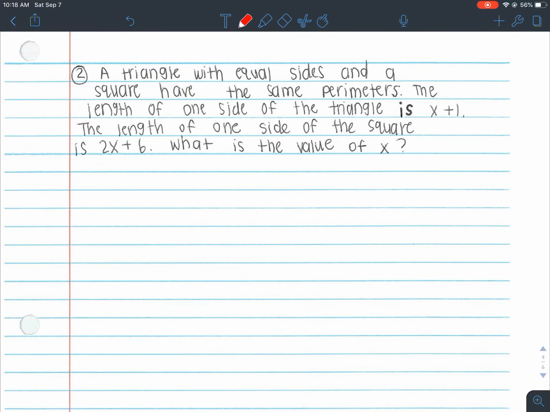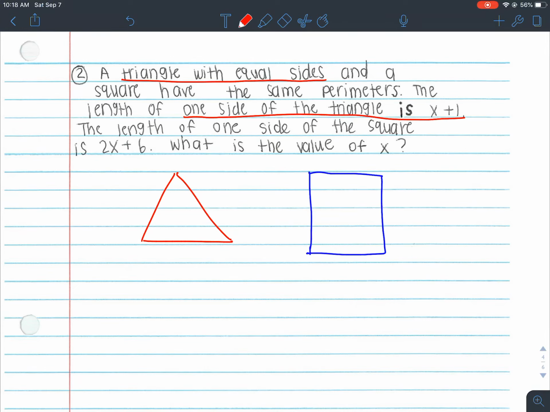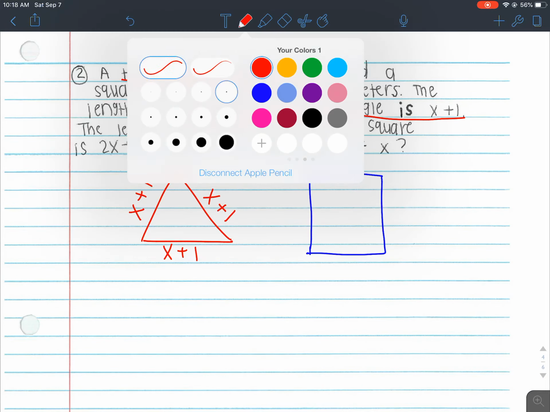So I'm going to go ahead and draw a picture. I know that I have a triangle, and I know that I have a square. Well, what do I know about the triangle? It says that the triangle has equal sides, so every single side of my triangle is going to be the same length. The length of one side of the triangle is x plus 1, so this side is x plus 1, this side is x plus 1, and this side is x plus 1. So they're all x plus 1.